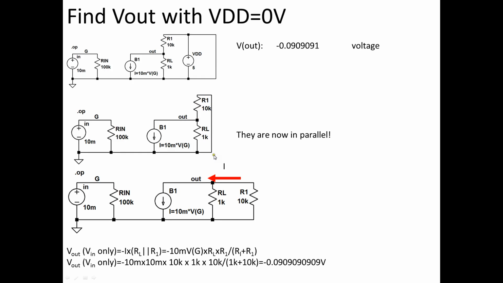And if I twist this and redraw it, it's easier to see that RL and R1 are in fact parallel. So that defines my current direction. So the current is going opposite to my voltage definition. So I get Vout equals minus I times RL in parallel with R1. And that calculates out to be minus 0.09090909. That's because this is an inverting amplifier.